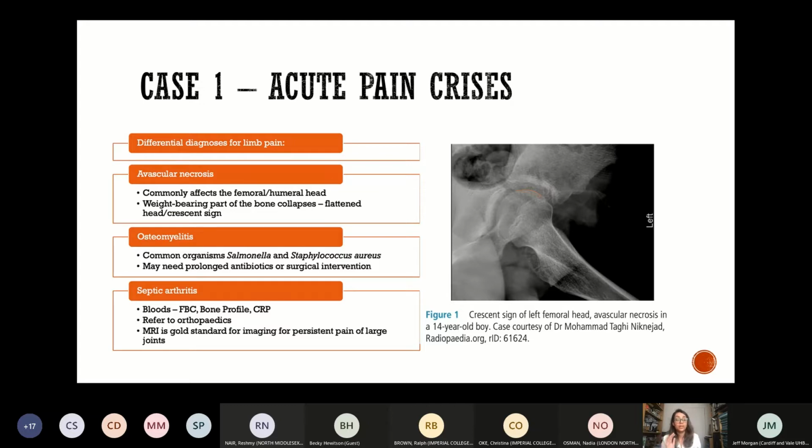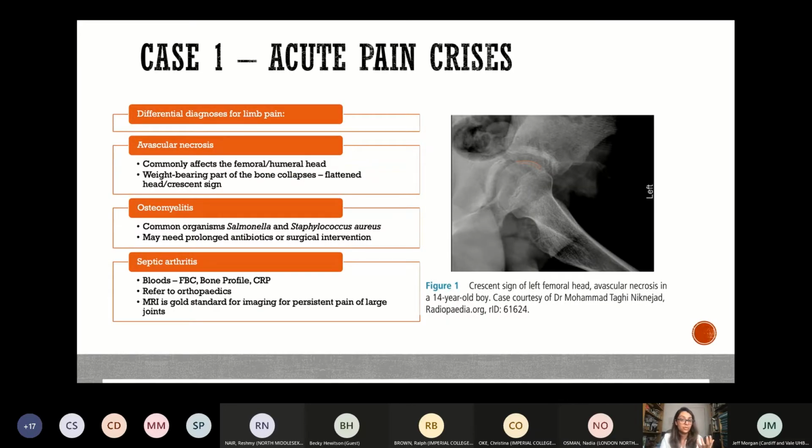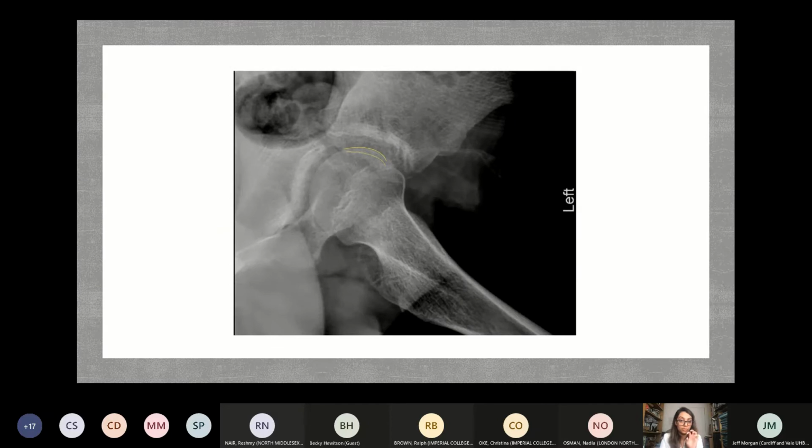Avascular necrosis commonly affects the femoral or humeral head. The weight-bearing part of the bone collapses and you get this crescent sign. So I just want to focus your attention on this image here. The 2 yellow lines there, you can see there's a faint translucent area. I don't know how well it's projecting on your screens, but the 2 arcs there highlight the crescent sign.